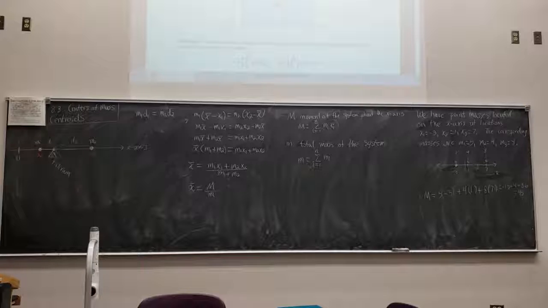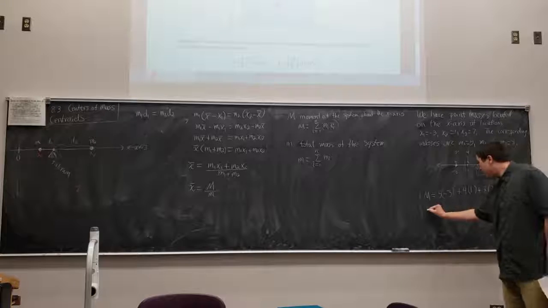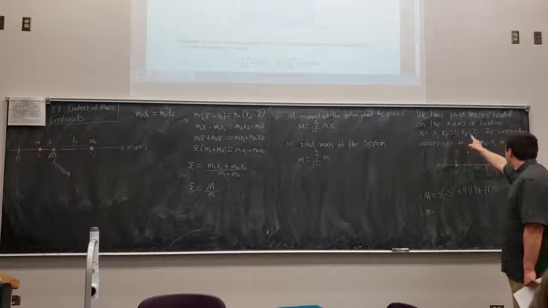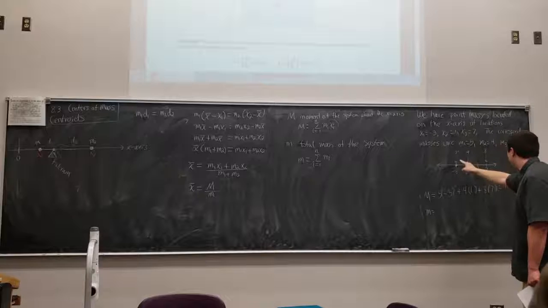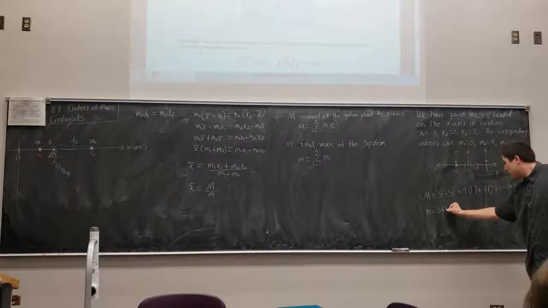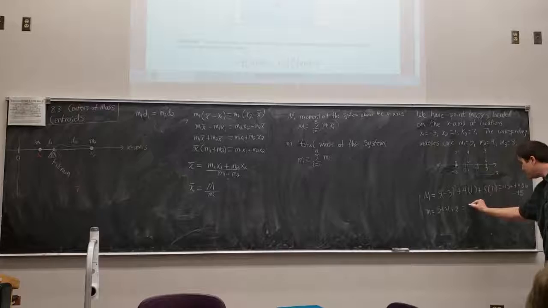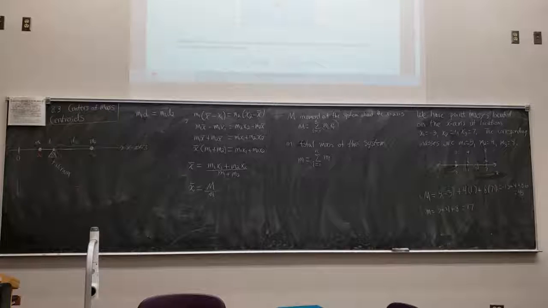Let's now do the total mass equation. Total mass, lowercase m, is the sum of the masses. You have to look at the right location, 5, 4, 8. So 5 plus 4 plus 8 is 9 plus 8, or a 17. So that's our total mass of the system.